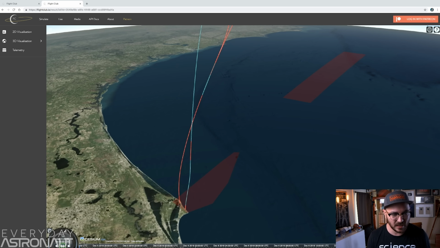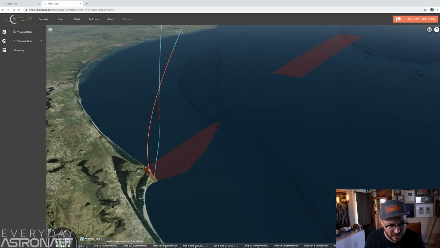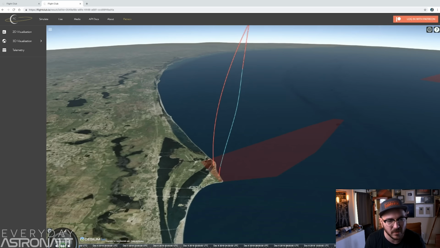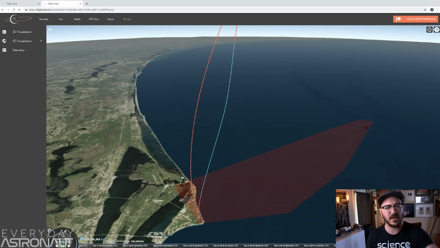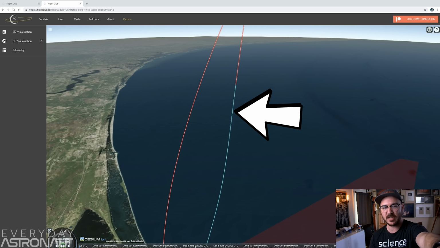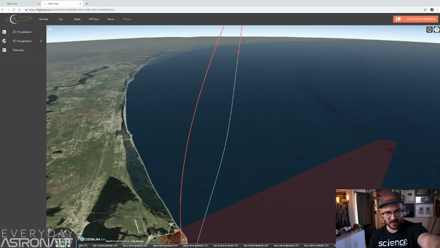And then you can see a little bit of a kink in this. And that, my friends, is the dogleg maneuver. So notice it's a blue line, that means it's coasting. So the propulsive landing stops, and all of a sudden you see it start to kink over.